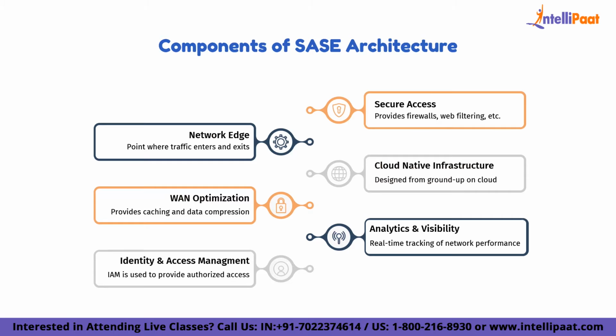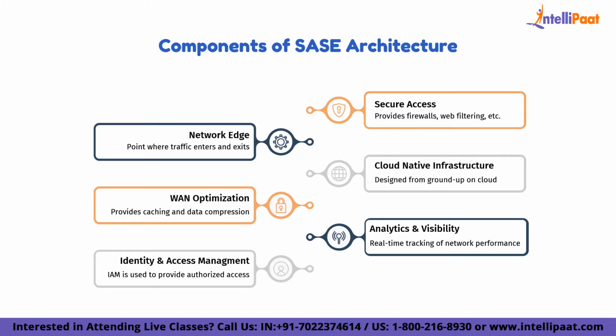The second thing is secure access. SASE provides secure access to applications and services through a combination of network security controls such as firewalls, intrusion prevention systems, and web filtering. This architecture uses a zero trust security model which assumes that all traffic is potentially malicious and must be authenticated and authorized before being allowed to access applications and services.